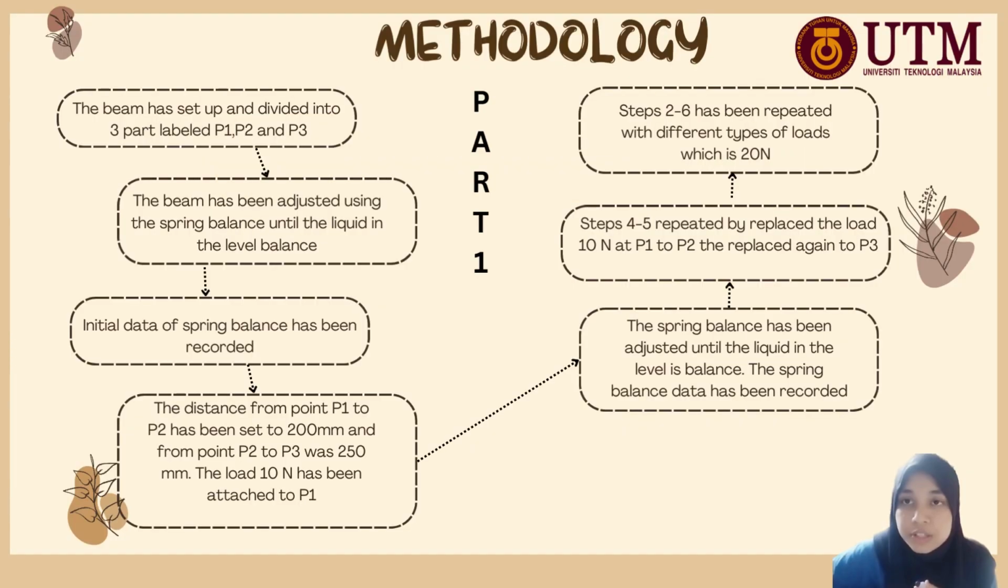For part 1 of the methodology, the beam has been set up and divided into 3 parts, which are P1, P2, and P3. The beam has been adjusted by using the spring balance until the liquid in the level is balanced. Then, the distance from P1 to P2 has been set to 200 mm and from P2 to P3 is 250 mm. Then a load of 10 Newton has been added to P1. The spring balance has been adjusted again until the liquid in the level is balanced. The spring balance data has been recorded.